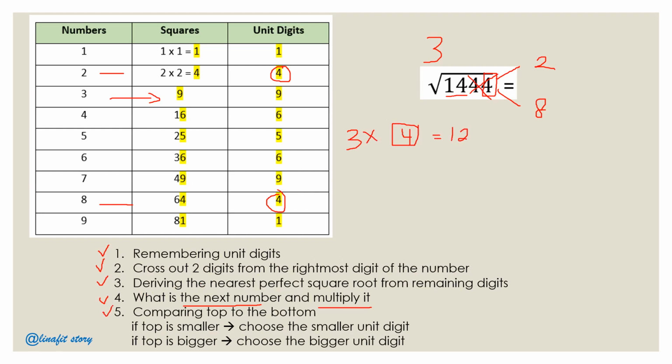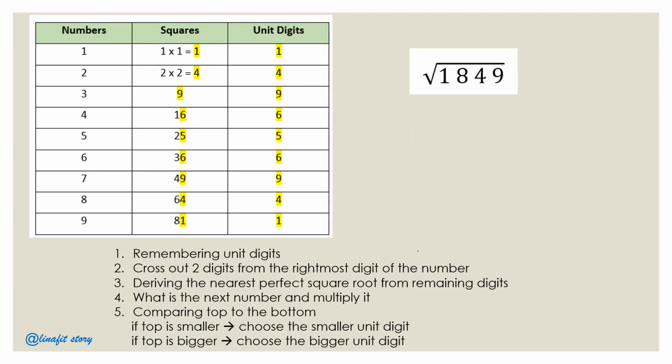Step number 5, compare top to bottom. If the top is smaller, choose the smaller unit digit. If the top is bigger, choose the bigger unit digit. So we compare 14 and 12. 14 is bigger than 12. So between 2 and 8, we choose 8. Why? Because 8 is bigger than 2. So the answer is 38.